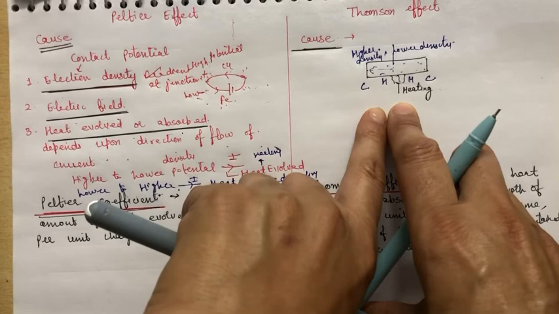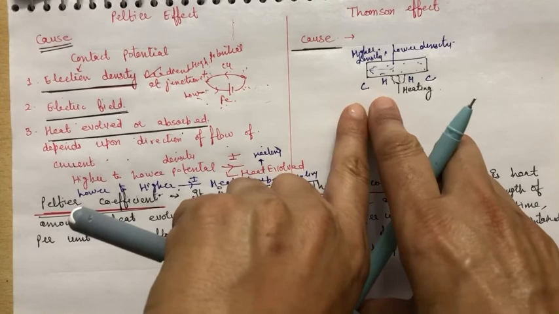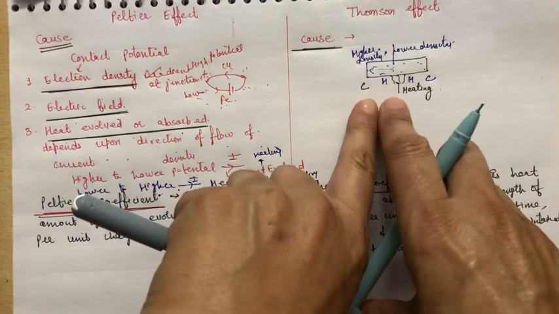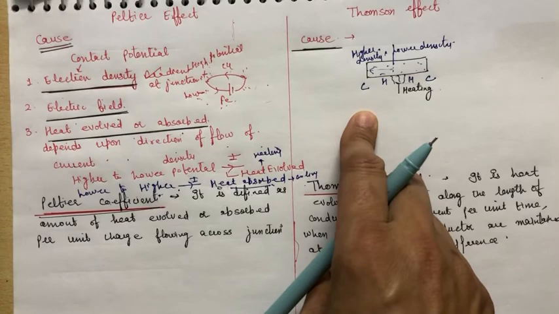So when current flows through such a conductor, heat is absorbed if current flows from lower potential to higher potential, and heat is evolved when current flows from higher potential to lower potential. So this is the cause of the Thomson effect.